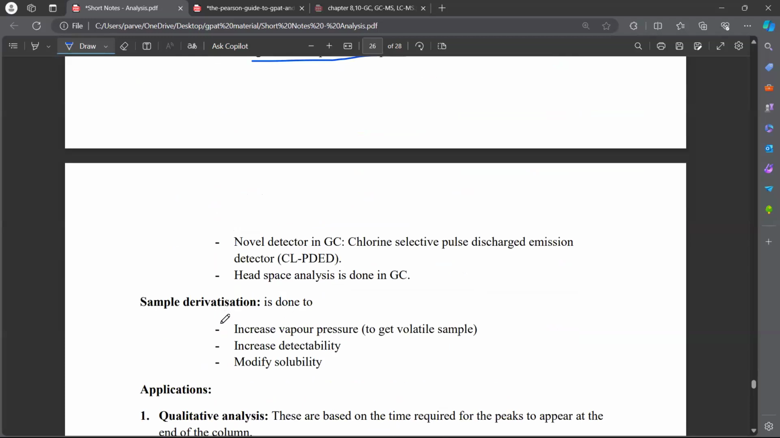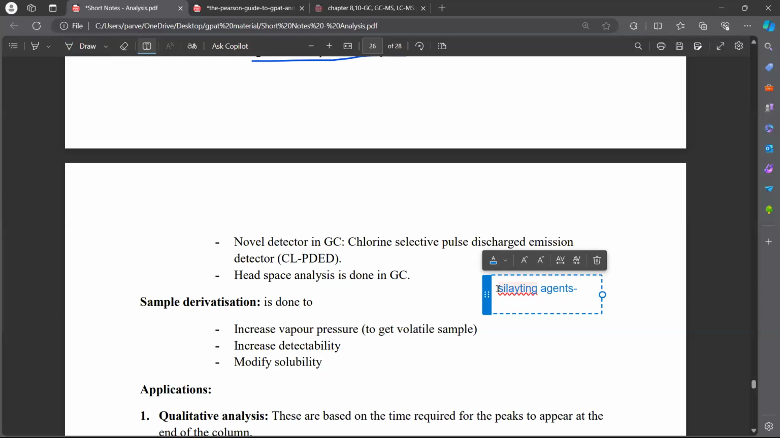Sample derivatization. Sometimes in gas chromatography we do derivatization because, in order to be detected by gas chromatography, the sample must not decompose and must not be non-volatile in nature. So in order to convert the compound into a heat-stable and volatile form, we generally derivatize this compound, using silylating agents.